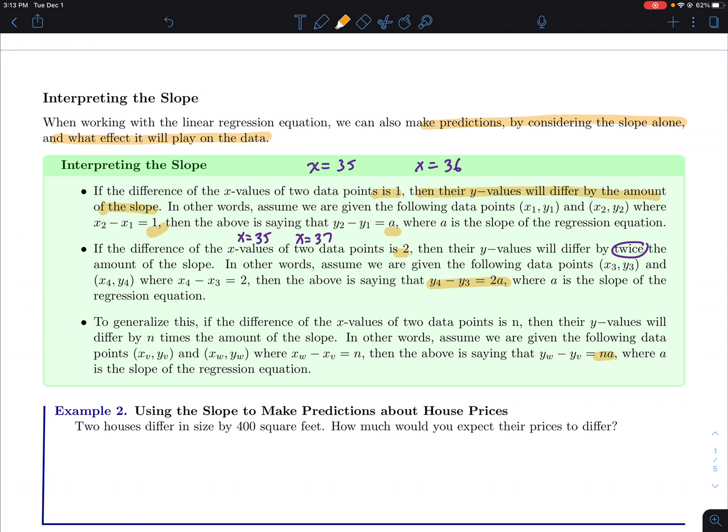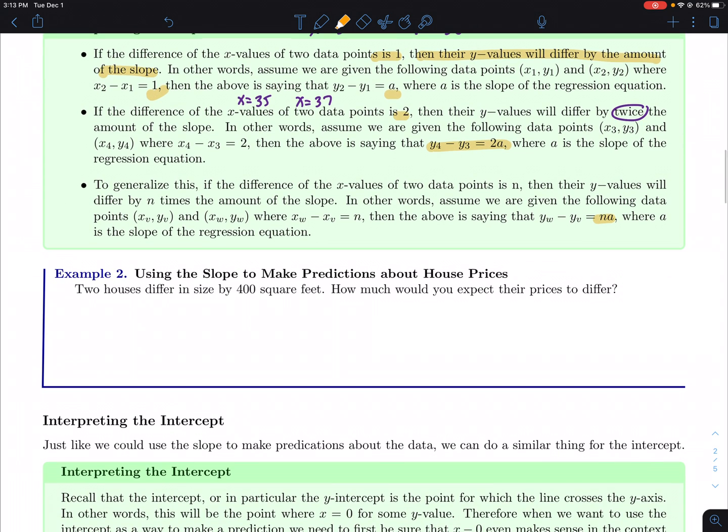So if the difference is 5, then the difference between the y values is going to be 5 times the slope. If the difference is 100, then the difference in the y values is going to be 100 times the slope in this case. So let's do this example 2 to make a prediction about the house prices.